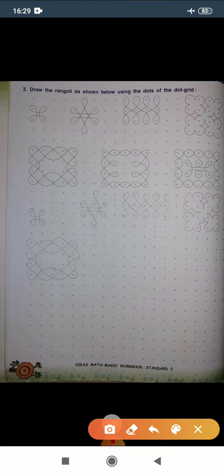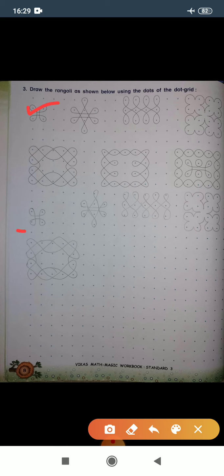So question number 3. Draw the rangoli as shown below using the dots of the dot grid. So already 1, 2, 3, 4, 5, 6, 7. Already 7 rangolis are given here with the help of dots. They had made these rangolis. So again the remaining dotted part we need to fill with our rangolis.